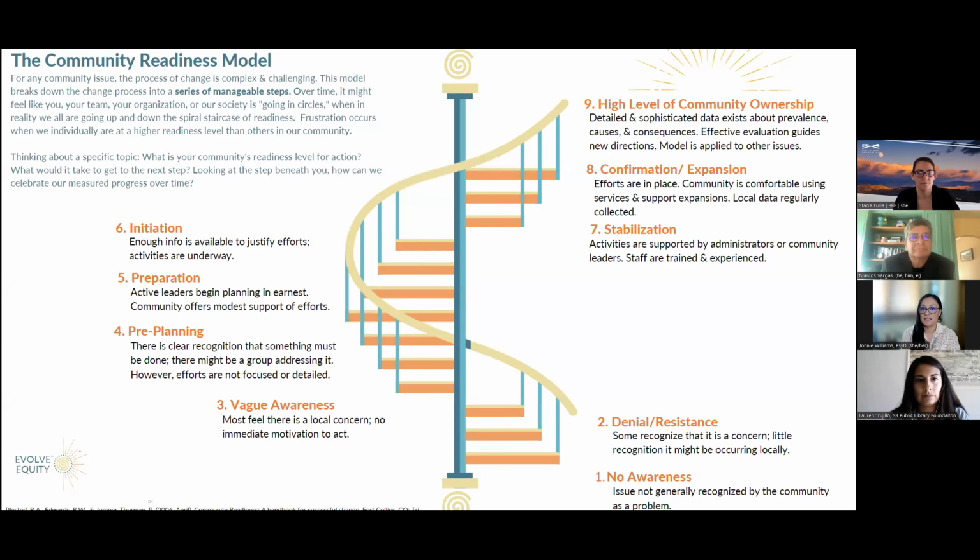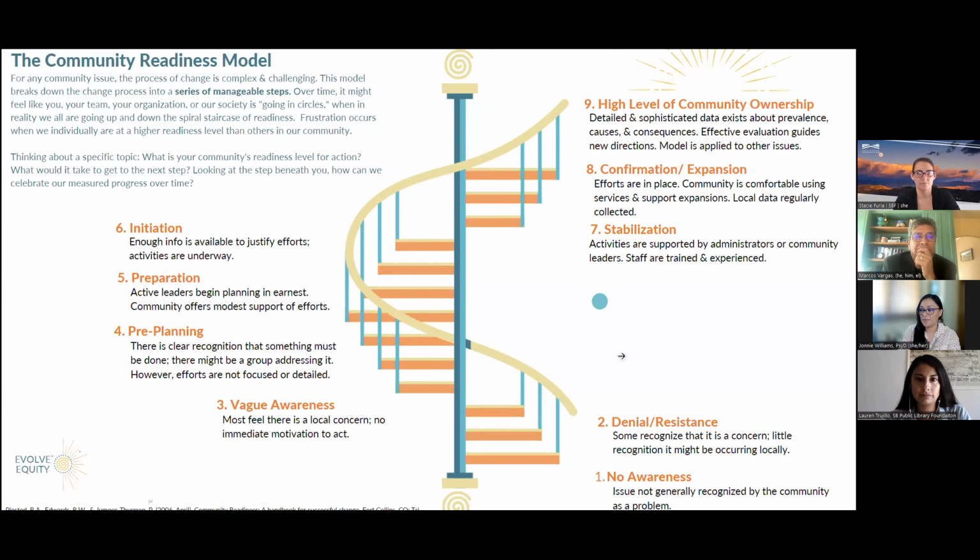So what I'd like to share with all of you today is how to do this change using a readiness model. I'm going to share a screen of a visual that I created to show this concept of a community readiness model. Thumbs up if you can see it. Great. So this is a community readiness model that helps us understand where we are on this staircase of readiness for change. And it's universal to all behavior.